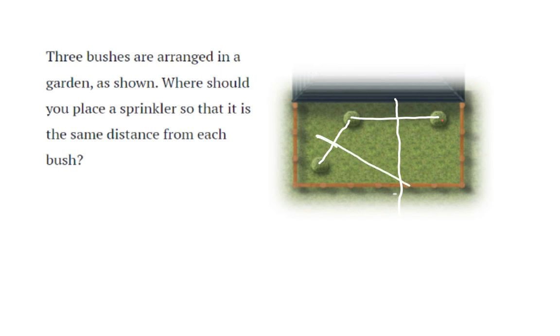How this relates to circles is that we could talk about a sprinkler. We could put a circular sprinkler here. Once we find that point of intersection of those perpendicular bisectors, that sprinkler would spray water equidistant, including all 3 of those bushes.